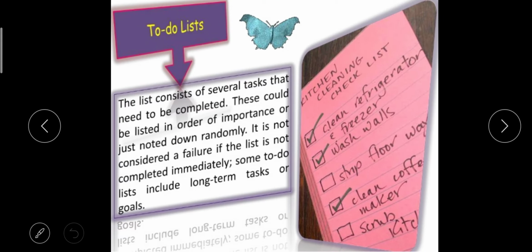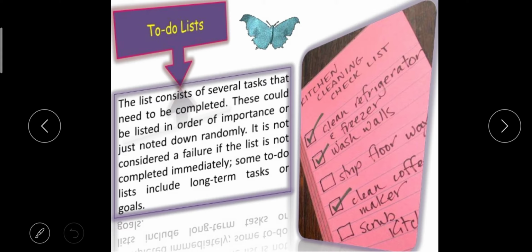Next one is the to-do list. I think this is the familiar one, everyone used to do it. The list consists of several tasks that need to be completed. This could be listed in order of importance or just noted down randomly. It is not considered a failure if the list is not completed immediately. Some to-do lists include long-term tasks or goals.